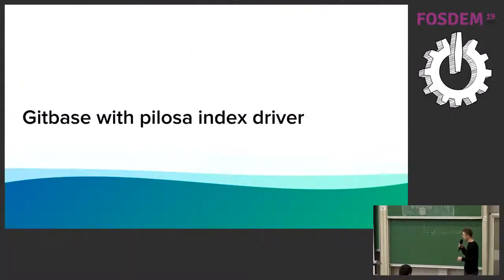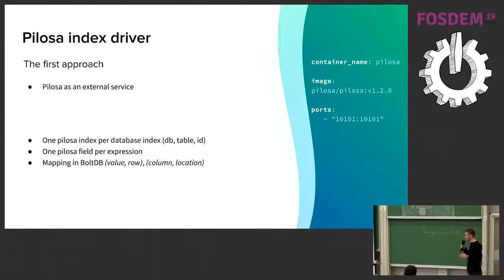So how did we integrate Pilosa in Gitbase? The first approach was the simplest one. Take Pilosa, run it in a container as a server, one Pilosa index maps to one database index, and one field was equal to one expression, so the column, and it was super simple. We had to add the mapping, because the bitmap is just a matrix, so it has rows and columns, but you have to map the values to rows and columns, to the location or number of the record in your table. So it was the simplest approach.